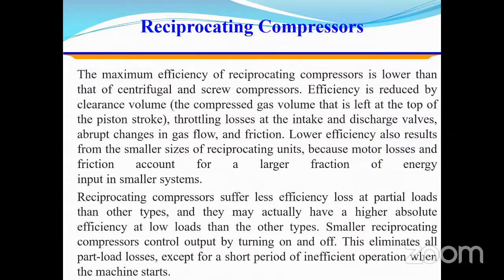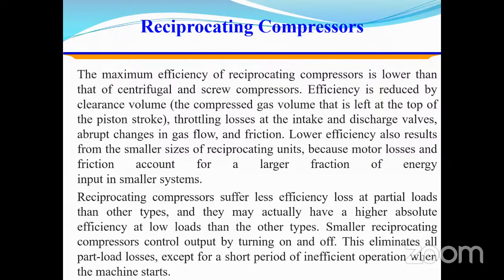Reciprocating compressors. The maximum efficiency of reciprocating compressors is lower than that of centrifugal and screw compressors. Efficiency is reduced by clearance volume, the compressed gas volume that is left at the top of the piston stroke; throttling losses at the intake and discharge valves; and abrupt changes in gas flow and friction. Lower efficiency also results from the smaller size of reciprocating units because motor losses and friction account for a larger fraction of energy input in smaller systems.